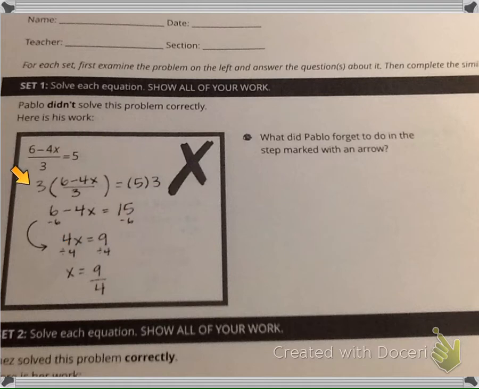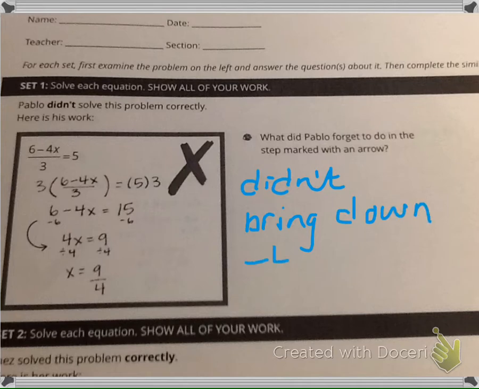So just to review, when he puts the 3 here and he multiplies 3 times the quantity 6 minus 4x, the 3 cancels, okay, 3 cancels, and over here 5 times 3 is 15. Okay, so he didn't bring down negative 4x. He just brought down 4x.